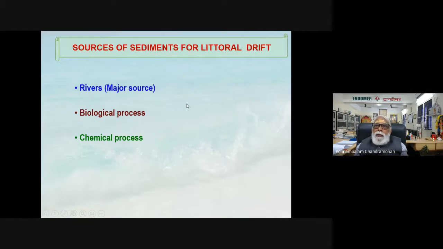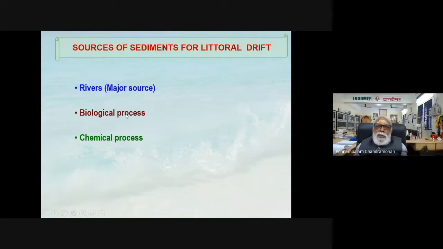And okay, littoral drift is fine, sand is moving. Where from is this sand being brought into the littoral drift system? That is one of the very important aspects. Sand is moving, where did we get that sand from? So rivers, if you see anywhere in the world, the major source for the sediment in the sea is the rivers.